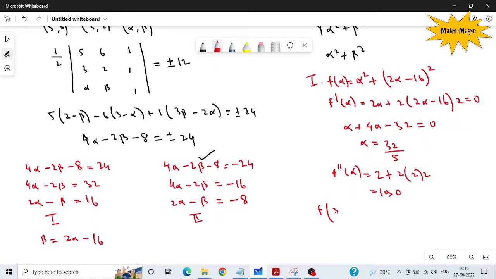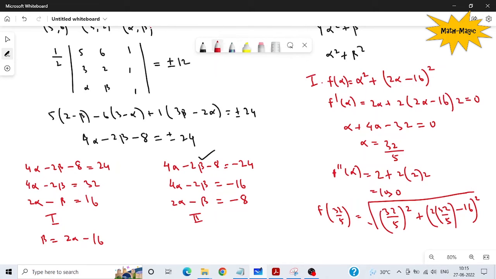It's going to be f of 32 by 5, which is equal to (32 by 5) squared plus (2 alpha minus 16) squared. So 2 times 32 by 5 minus 16, squared. Anyway, I think I should not take the square root yet. We are finding the minimum value of f of alpha first, and at the end we will take the square root.